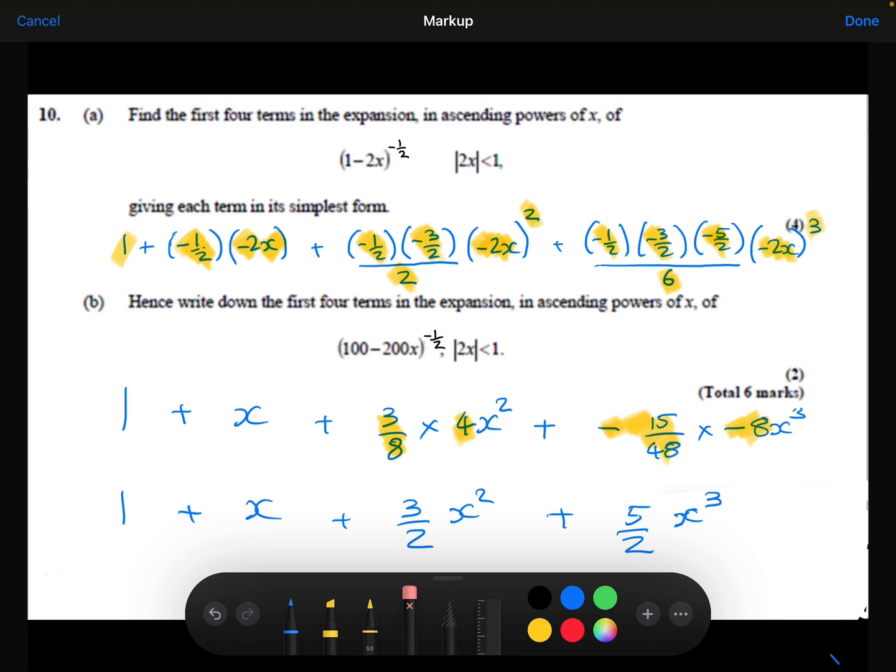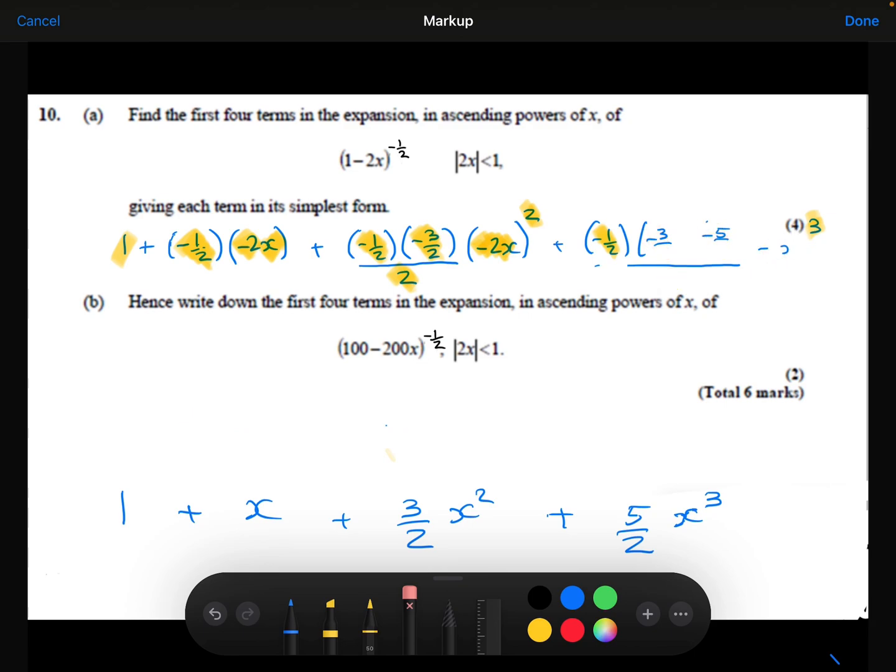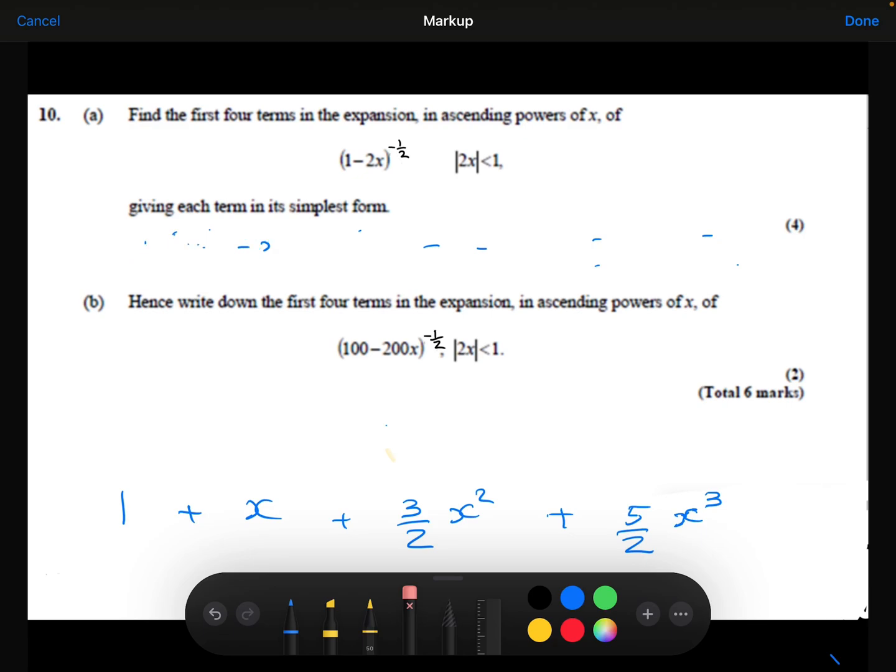Right, let's now move on to part B. So let me just create a bit of space. Hence, write down the first 4 terms in the ascending powers of x of 100 minus 200x to the power of minus a half.